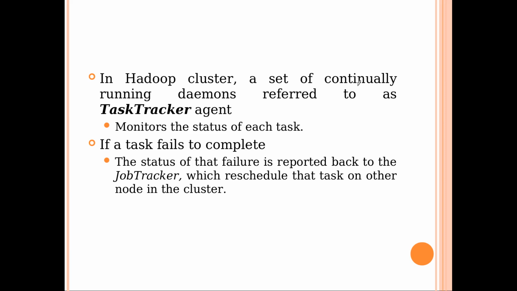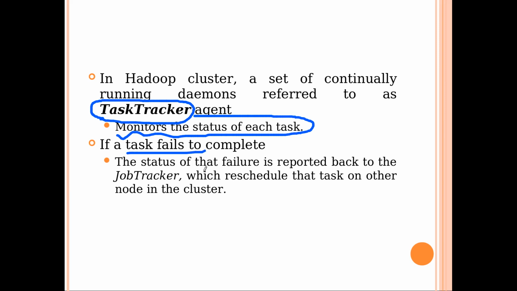In a Hadoop cluster, a set of continually running daemons is referred to as the task tracker. So in MapReduce, we have another component called the task tracker, which will monitor the status of all the tasks assigned to each of the nodes. Now if a task fails to complete, the status of that failure is reported to the job tracker, and it will be rescheduled to some other node present in the cluster.